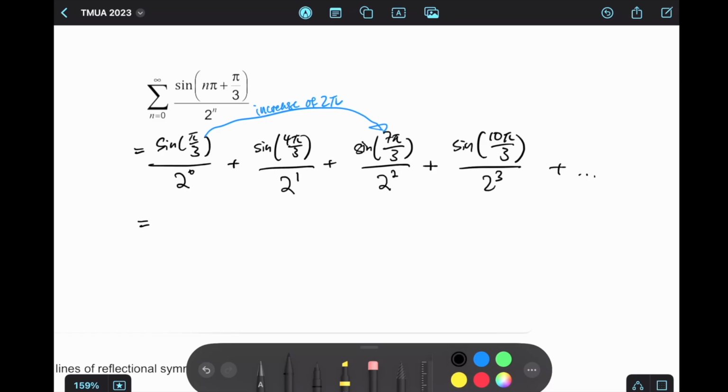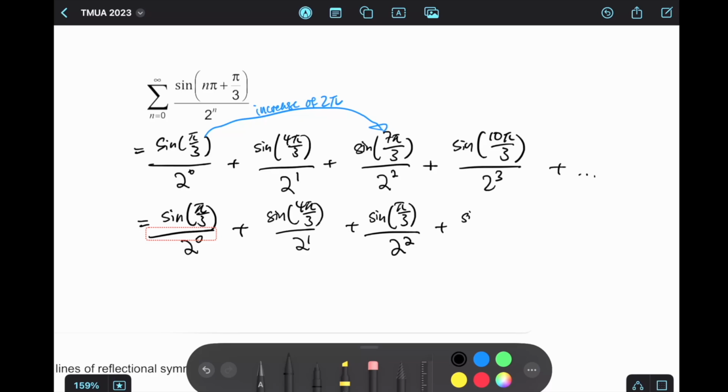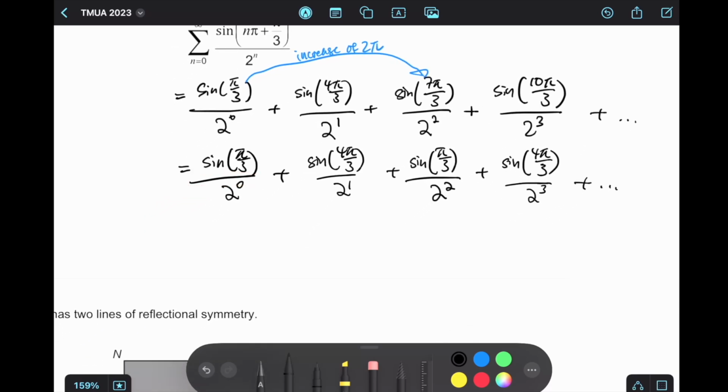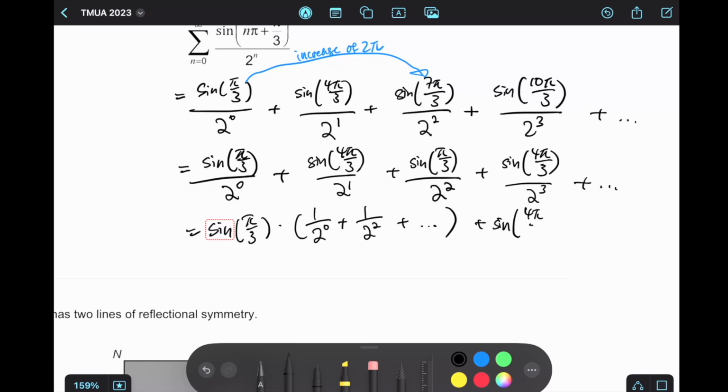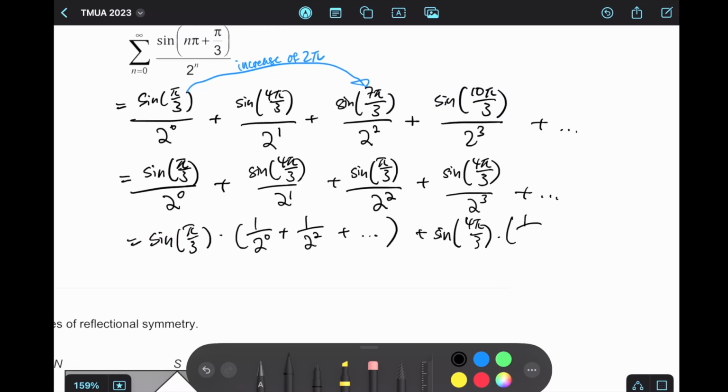So we can rewrite this as sine pi over 3 times 2 to the 0, plus sine 4 pi over 3 times 2 to the 1, plus sine pi over 3 times 2 to the 2, plus sine pi over 3 times 2 to the 3, and so on. And we can regroup the terms to obtain sine pi over 3 times 1 over 2 to the 0, plus 1 over 2 to the 2, plus so on, plus sine 4 pi over 3 times 1 over 2 to the 1, plus 1 over 2 to the 3, and so on.